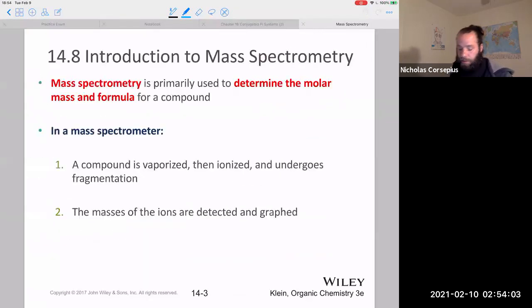So first of all, just a little bit of background here. Mass spectrometry is really good at determining the molar mass and even the molecular formula for an unknown compound. Broadly speaking, and we'll see the breakdown of the instrumentation in a second, you take a sample and it's vaporized, turned into a gas, and then ionized, meaning it's given a charge, and then it will undergo fragmentation in this instrument. By looking at those fragments, we can piece together what the molecules are. So it's actually the masses of these individual ions that are detected.